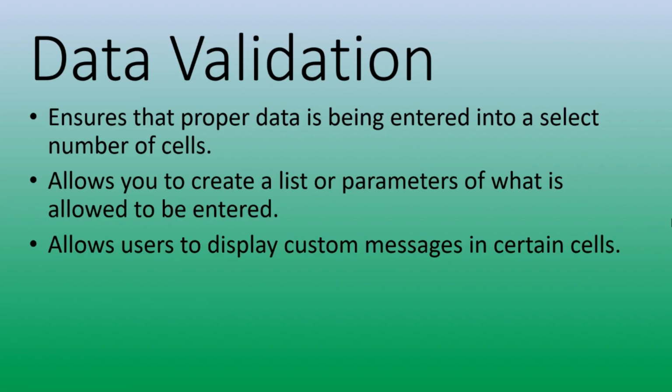A few things data validation does is it ensures that proper data is being entered into a select number of cells, so you can choose what is valid and is allowed to go into a certain cell and what is invalid. It allows you to create a list or parameters of what is allowed to be entered, and it also allows the user to display custom messages in certain cells to go along with certain settings.